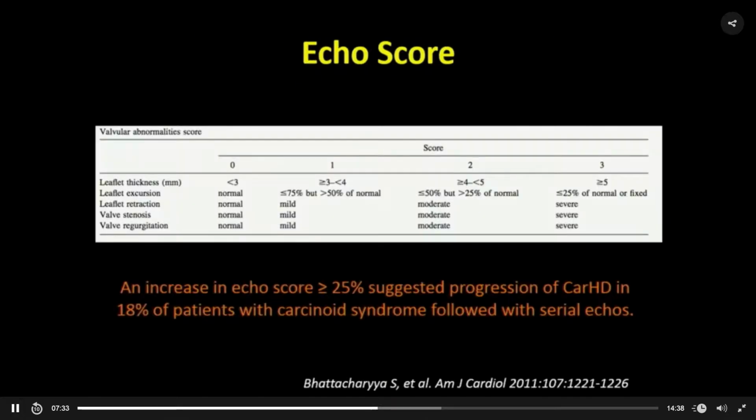There are a variety of echo scores that can try to put a quantitative spin on these features of disease, and again, Bhattacharya and colleagues used an echo score like this one presented to try to determine if there was a way to predict who was going to have advancement of carcinoid heart disease. They found that when a score increased by greater than 25%, that suggested a progression of carcinoid heart disease in about 18% of patients with carcinoid syndrome who had been followed with serial echoes.